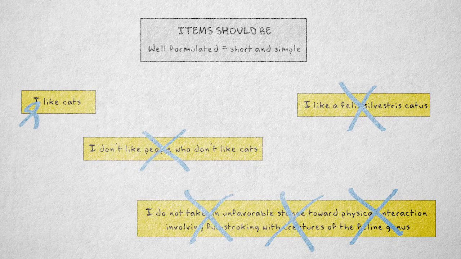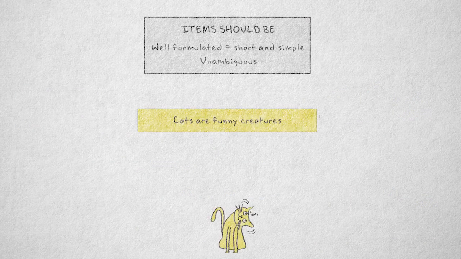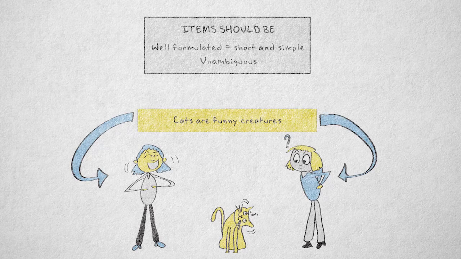The item "I do not take an unfavorable stance towards physical interaction involving fur stroking with creatures of the feline genus" will probably confuse many respondents. Formulations should also be unambiguous. Take the item "cats are funny creatures." Does this mean that cats make you laugh, or that you think they're strange?